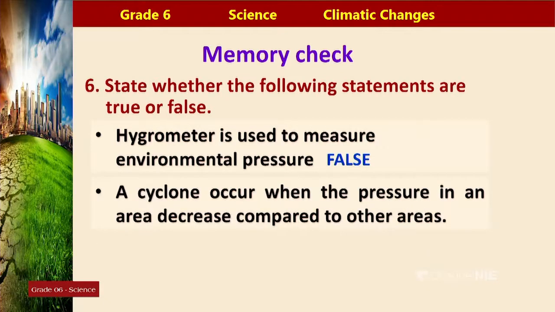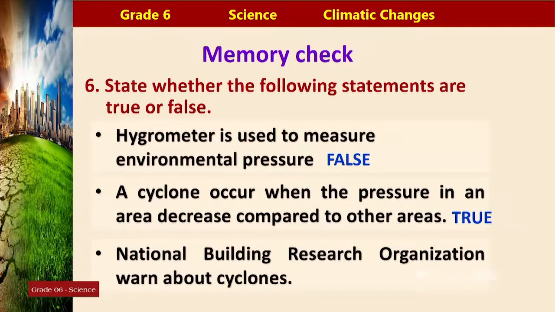A cyclone occurs when the pressure in an area decreases compared to other areas. Yes, is it true or false, children? It is true. A pressure depression occurs prior to a cyclone. National Building Research Organization warned about cyclone. Is it correct, children? No, we said NBRO predicts landslides. Cyclones are predicted by the meteorological department. So, this is a false statement.